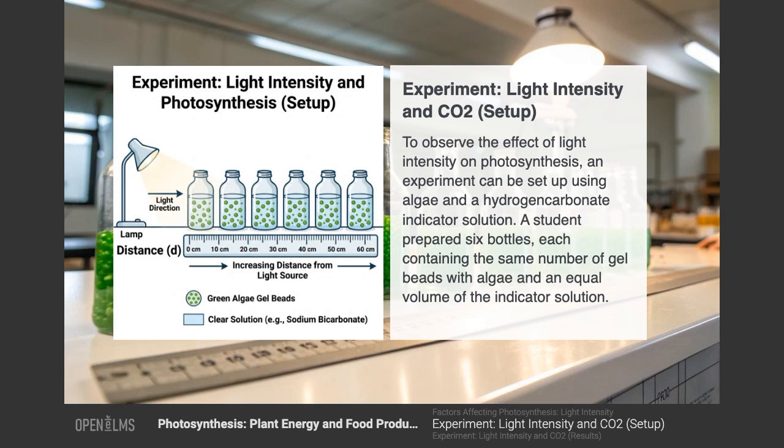Experiment, light intensity and CO2 setup. To observe the effect of light intensity on photosynthesis, an experiment can be set up using algae and a hydrogen carbonate indicator solution. A student prepared 6 bottles, each containing the same number of gel beads with algae and an equal volume of the indicator solution.